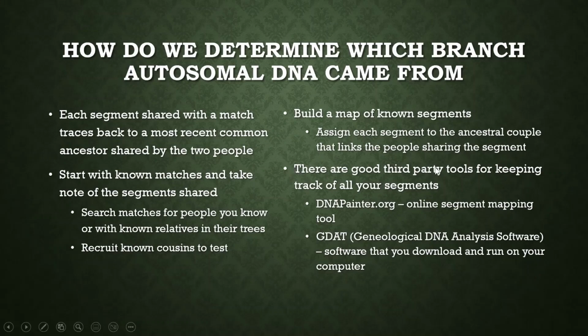And then there are a couple of different third-party tools that you can use to help keep track of those segments. DNAPainter.org is where the maps that I demonstrated come from. There's also a desktop software that you can use called Genealogical DNA Analysis software. And some people will also just use an Excel spreadsheet to keep notes. So there are a lot of different ways that you can do this, but the main thing is, if you want to make use of this, you'll keep track of the segments of interest.